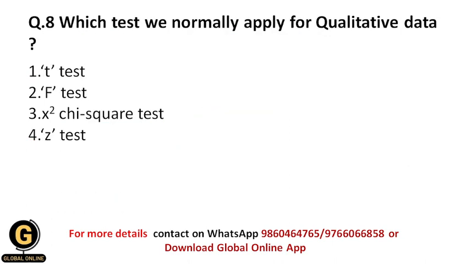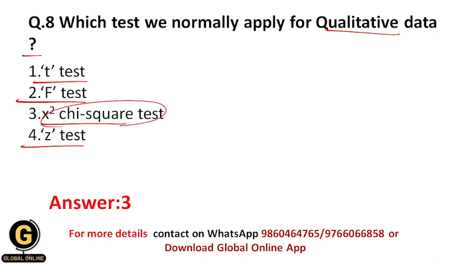Okay, next is which test we normally apply for qualitative data. So whenever we need to test qualitative data, which kind of test do we normally apply? Whether it is t-test, f-test, chi-square test or z-test. So basically, students, when there is qualitative data which is only in picture or word format, and whenever we are going to test the qualitative data, our testing purpose is to understand human behavior basically, and for testing such kind of data we normally use the chi-square test, because the chi-square test is a non-parametric test.